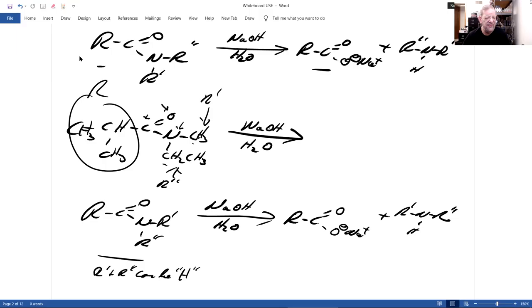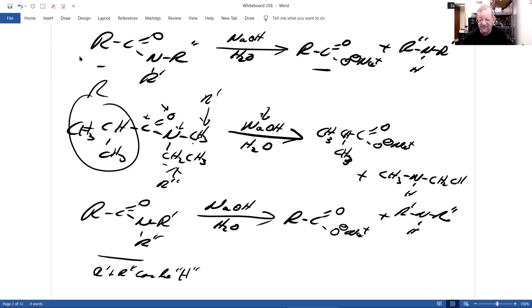If we come here, this is R. One of these I can call R prime, it doesn't matter which, and assign the other R double prime. Therefore, I get this carboxylic acid. No, I get the carboxylate anion because I'm in base and there are four bonds to carbon, plus what's the amine I get? It doesn't matter which side you put what. There are other ways of writing this. I could have swapped the methyl and ethyl group. And that's how you do it.